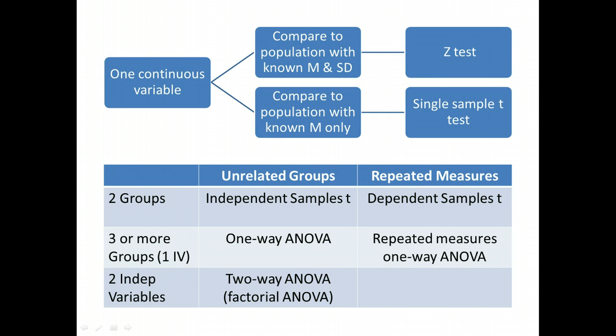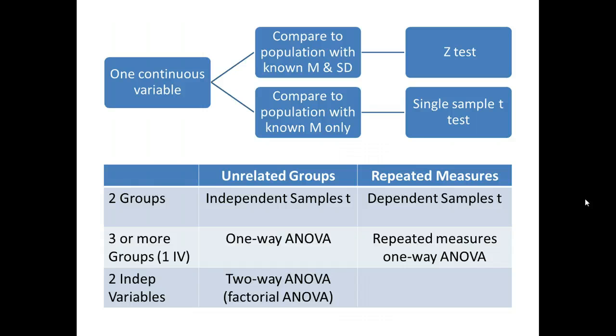This is that same information displayed in a different format. So sometimes when I look at studies, I see that I have 1 continuous variable, and I then ask myself, what am I comparing this to? Am I looking at a population with a known mean and standard deviation, in which case it's a z-test? Or have I just been given a population mean, that people in general have a mean of this? Or if powers equal, they should have a score of 4, or whatever it might be. And if I've got a mean without a standard deviation for the population, I use a single sample t-test.